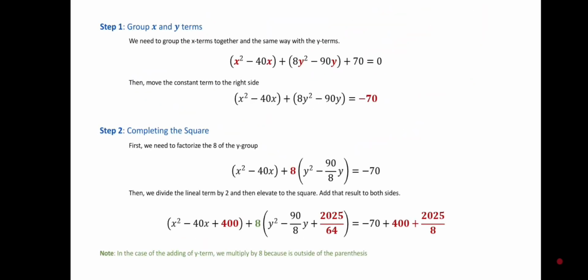Now for the beginning, for step 1, we need to group the x terms together and the same way with the y terms, getting a new formula, and then we need to move the constant term to the right side, specifically the number 70. Now moving on to the second step, we need to complete the square. First we need to factorize the number 8 of the y group, and then we divide the linear term by 2 and elevate it to the square, adding the result to both sides of the equation.